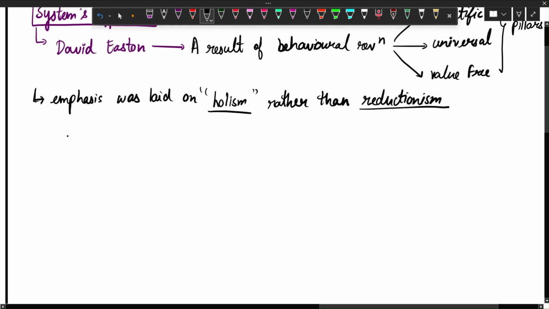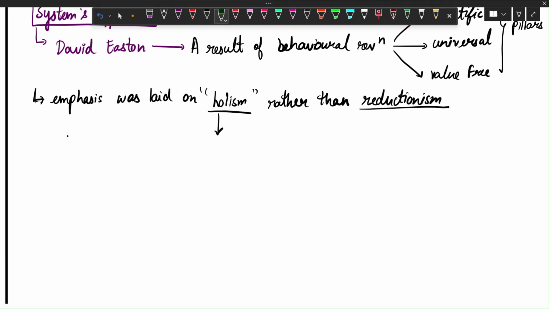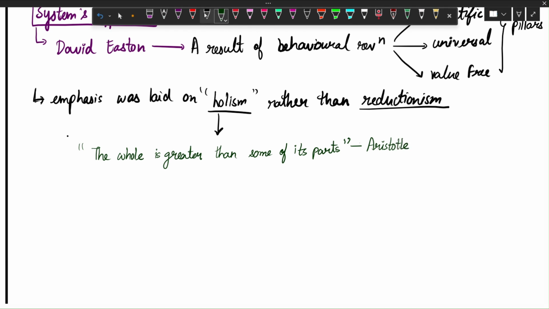So where was the genesis of holism? You can see it in Aristotle. So you can also write this quote by Aristotle: the whole is greater than the sum of its parts. You can write this quote by Aristotle in the introduction as well.